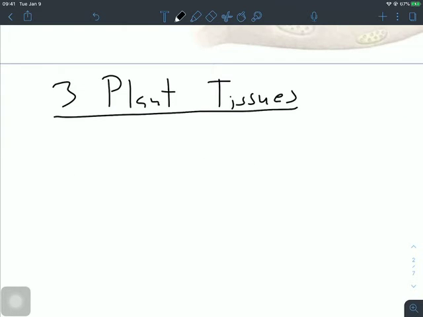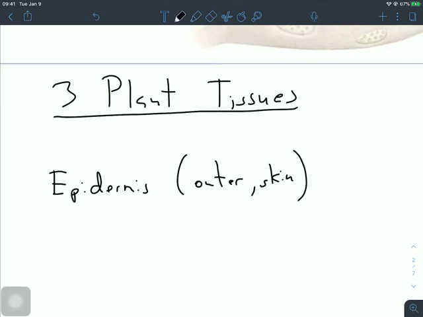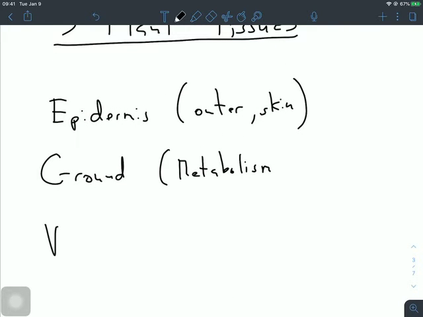So those three plant tissues are the epidermis, or your outer layer, the skin of the plant, made to help keep all of the water inside, the ground tissue, the living layer. This is where a lot of the metabolism is happening. And metabolism just being all the cellular functions you need in order to live. And then the vascular tissue layer.